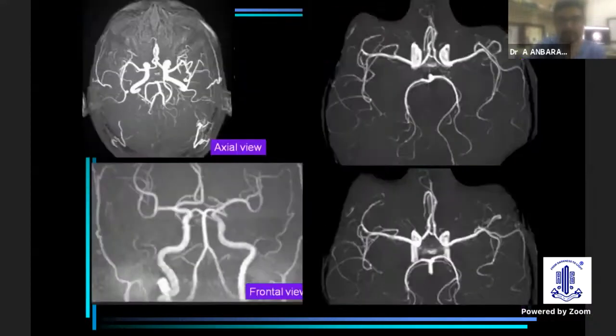Now you are seeing an axial view of the circle of Willis. We can see all the major branches. We can appreciate the internal carotid artery from the skull base up to its branching into the ACA. On a sagittal reconstruction, we are able to see the ophthalmic artery, posterior communicating artery, and all those branches can be appreciated without even injecting a single dose of contrast. And that's the uniqueness of MRA.